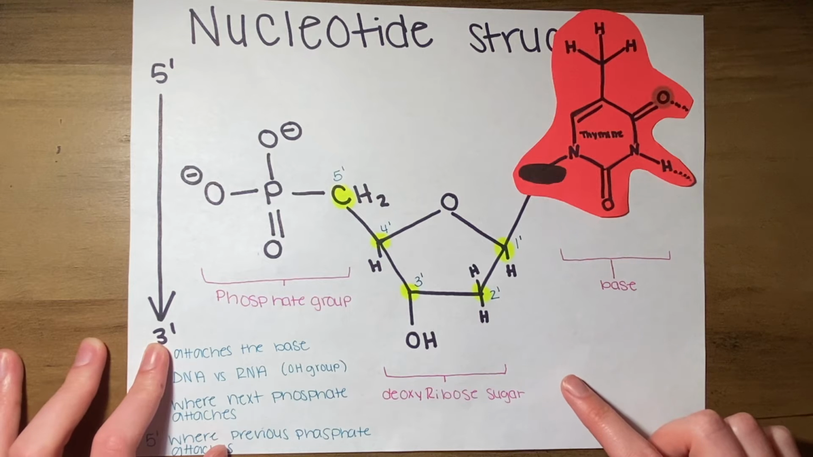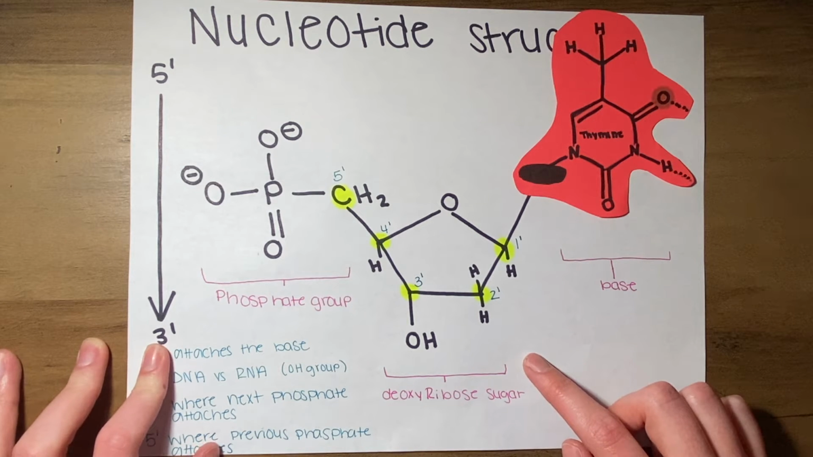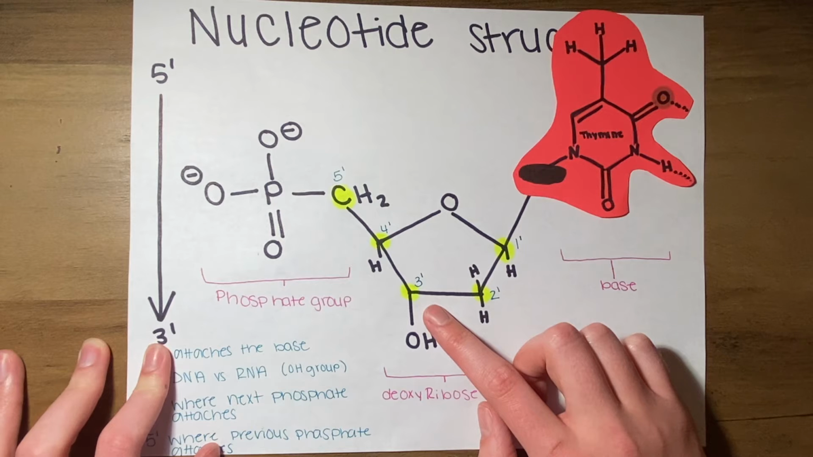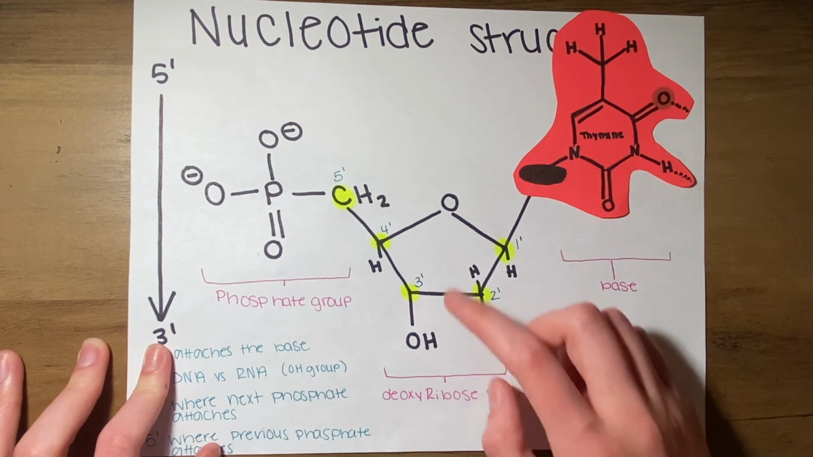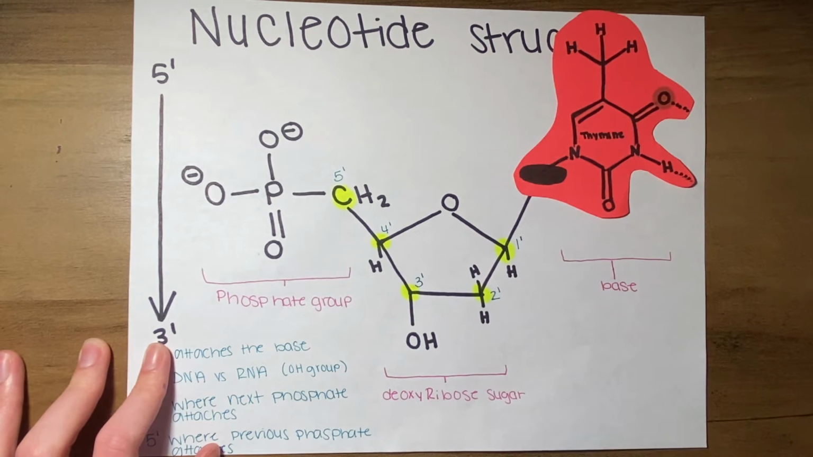On the second carbon we'll either see a hydrogen or an OH group. A ribose sugar would have an OH group, while a deoxyribose sugar will be missing an oxygen. On the third carbon we'll see that this is where the next phosphate group would attach to, right on this OH group. And then finally on the fifth carbon, this is where the previous phosphate group attaches.